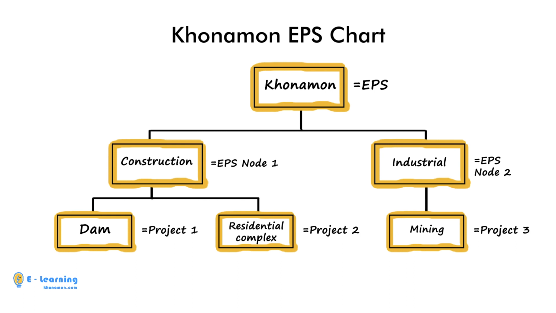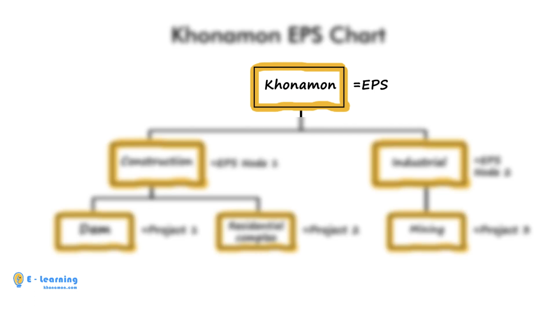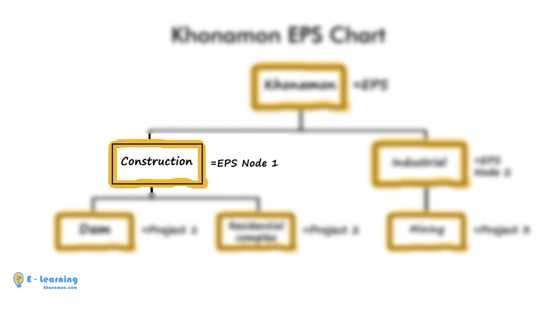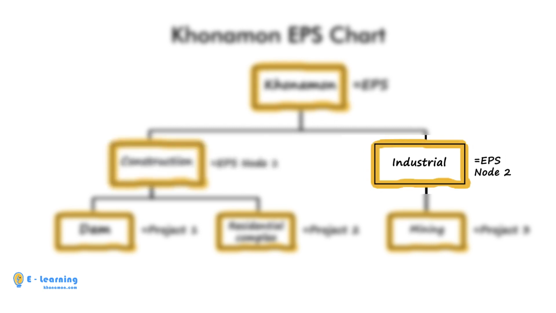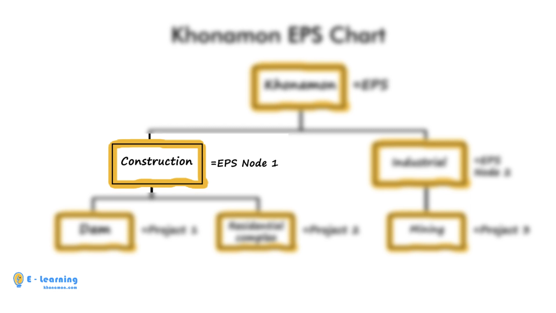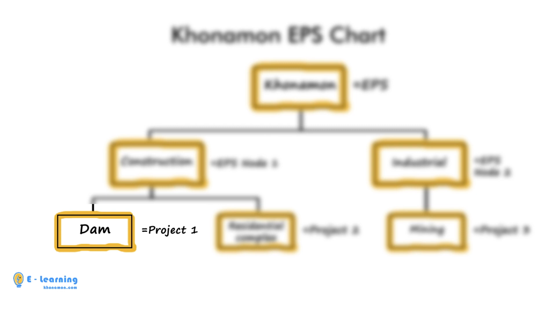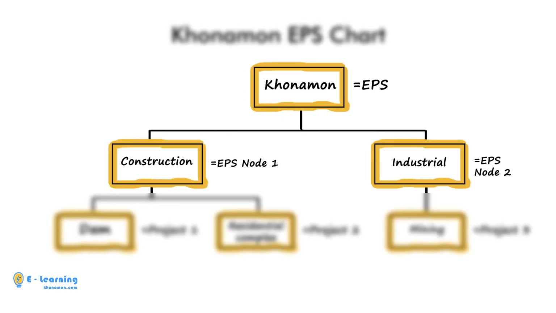Suppose our company is Hunamun. We are active in two fields. One is construction, another one is industrial. Hunamun projects in the construction field are dam construction and residential complex. In industrial, it is mining. Let's implement EPS and EPS nodes of this chart in Primavera.